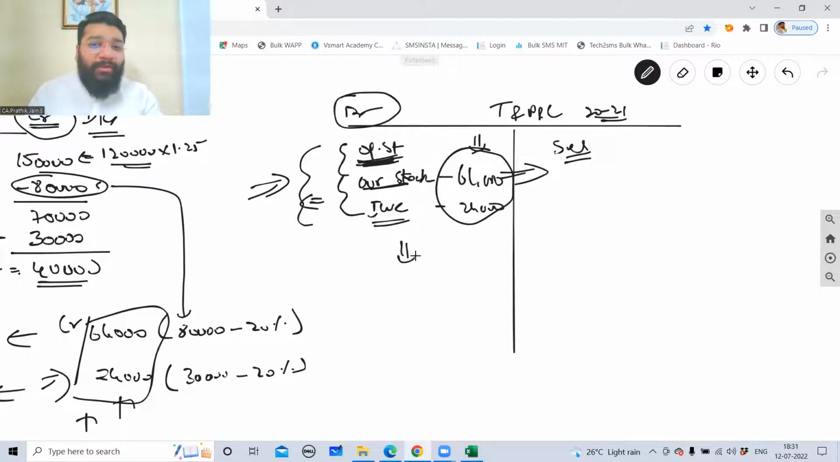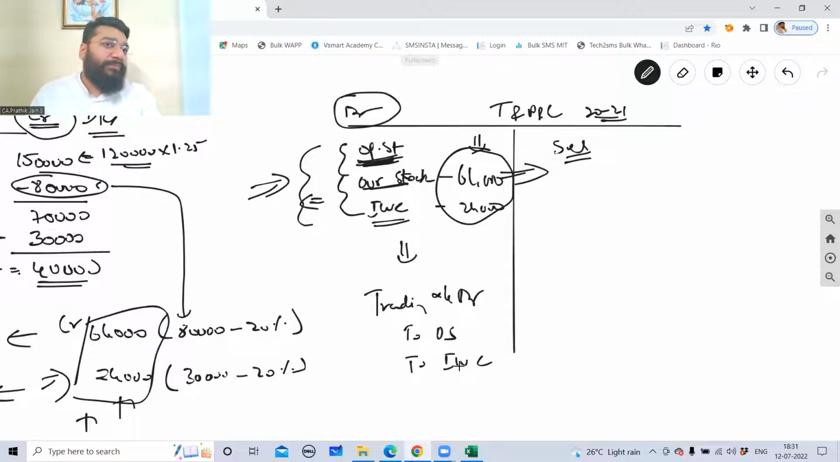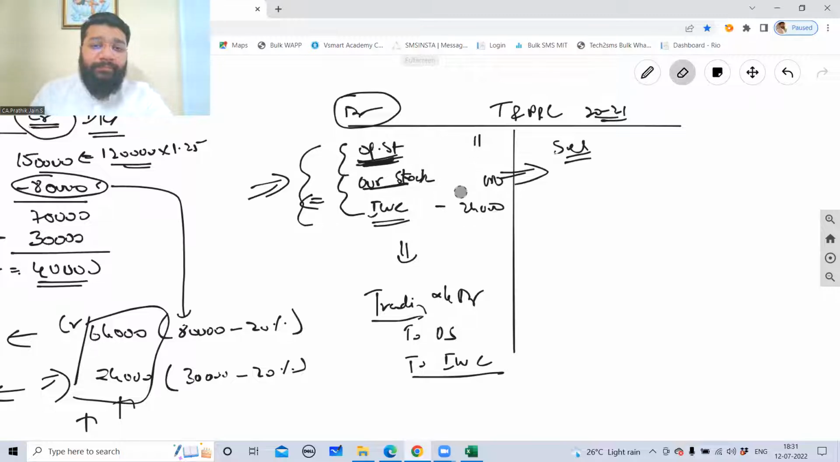So what is the journal entry for this? Trading account debit to inventory with customer. Right? If the question had told us that next year the goods are sold, then trading account debit to inventory with customer would have been my entry. But here the goods are rejected. Next year the goods are rejected.